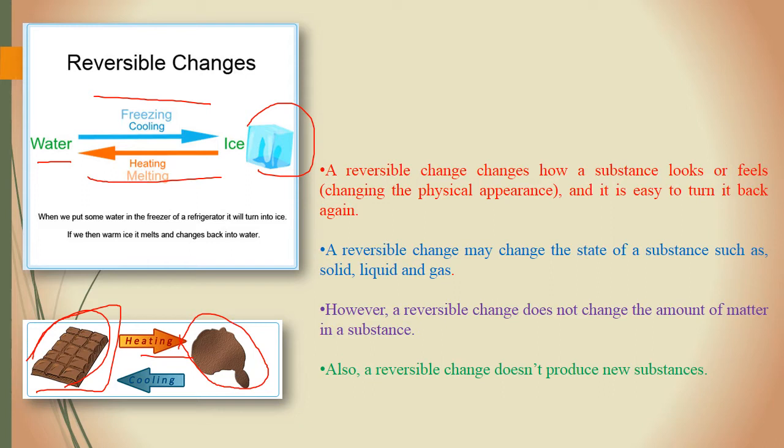In another picture you can see, because I am giving daily life examples, it will be easy to understand the concepts related to thermodynamics. Here we have a chunk of chocolate. When we allow the chunk of chocolate to heat, it becomes a liquid. Then again when we allow the melted chocolate to cool, it regains its original shape. So reversible changes do not produce new substances, but they can transfer the physical state of the substance, and they do not change the amount of matter present in it.